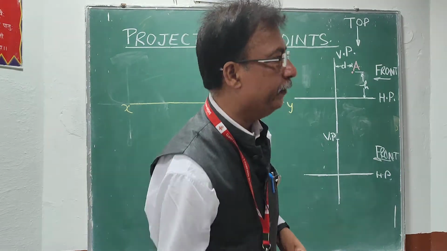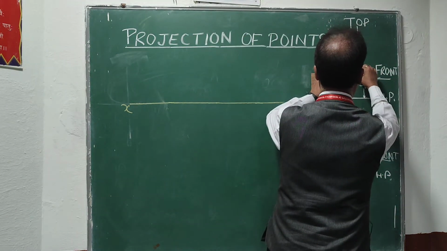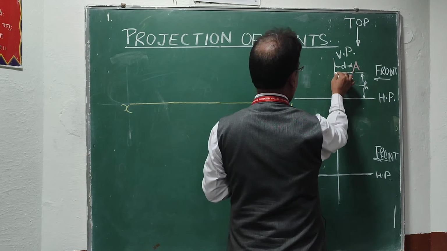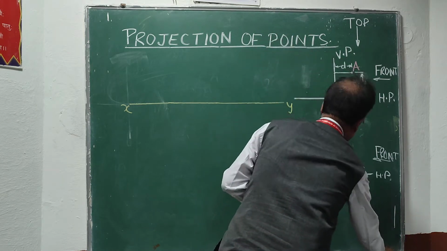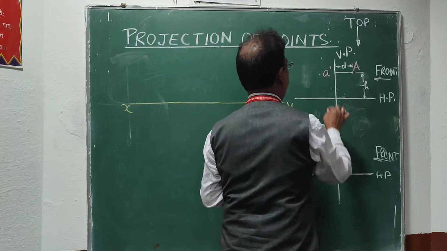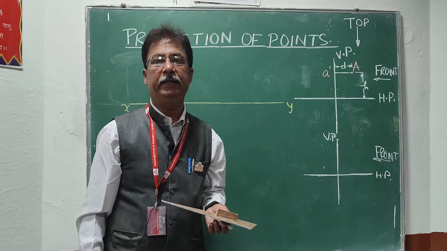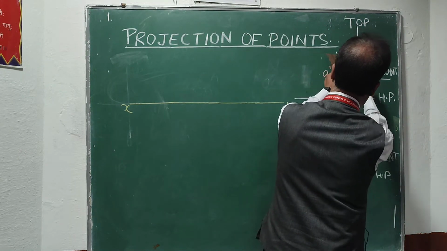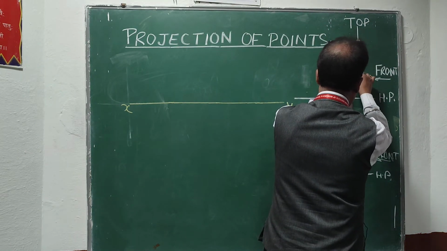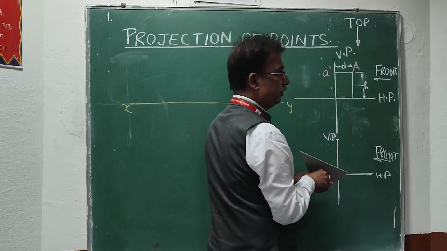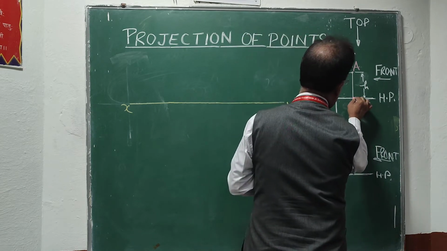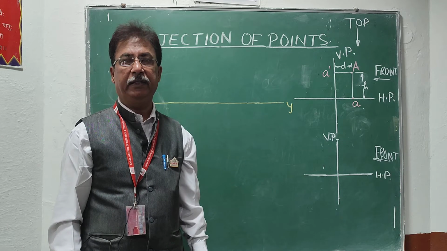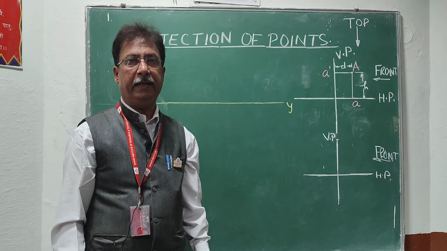So if in this drawing I want to show this, it will be like this. I drop a perpendicular, that is a projector, on this plane, that is VP, and that will be the front view. As we already know, the front view is denoted by small a dash. The point is capital A, and its front view is small a dash. In the same way, if I drop a perpendicular from this point on the horizontal plane, the intersection is the top view of the point, that is small a. So this is the way to project a point on VP and HP in space.